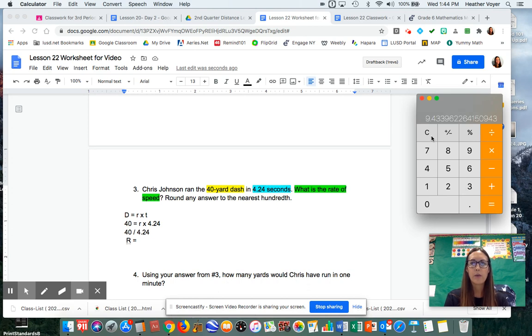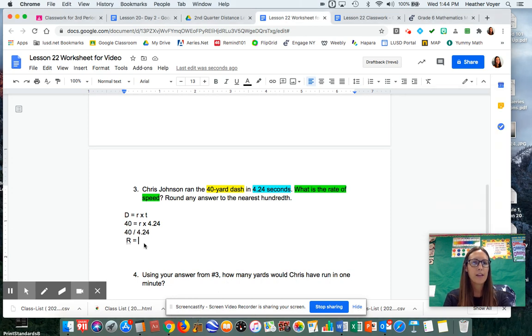And so his rate, oh, we get this big, long, crazy number, but it does tell me here, round any answer to the nearest hundredth. So I want to look at the hundredth there, which is the 3, and I'm going to look at its neighbor, the 3, and the 3 is either going to tell the previous 3 to move up to a 4 or stay the same. So in this case, the 3 is going to tell the 3 to just stay the same. So my answer is going to be 9 and 43 hundredths, and that's going to be yards per second. Okay, because that was what I was searching for.